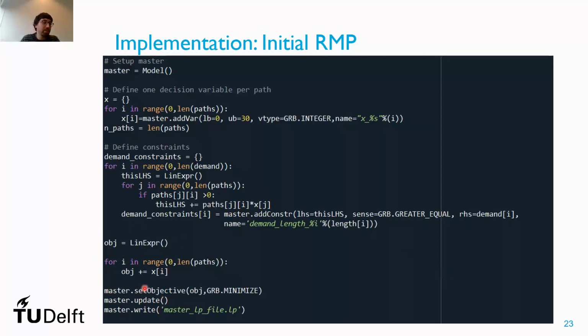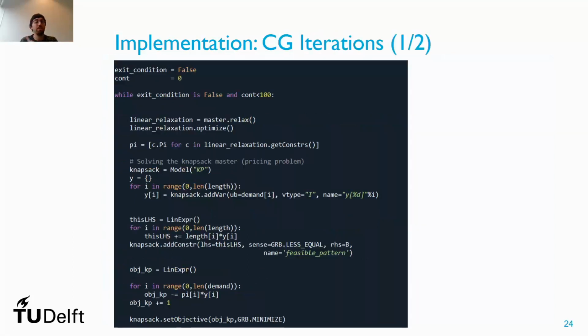Then my objective is very simple. I want to minimize overall the number of bins I'm using again, right? And it's very clear from here it's a minimization problem. So this is the restricted master problem, the initial one. Now this is where column generation comes into play. I'm setting an initial exit condition which is false and just a counter. And while the exit condition is false, and here I'm also setting an upper bound of the number of iterations, which is not met in this case.